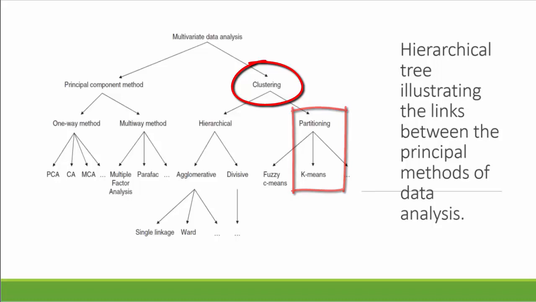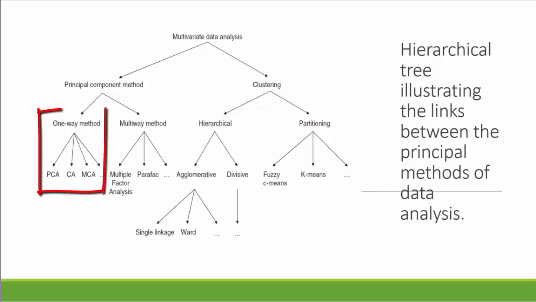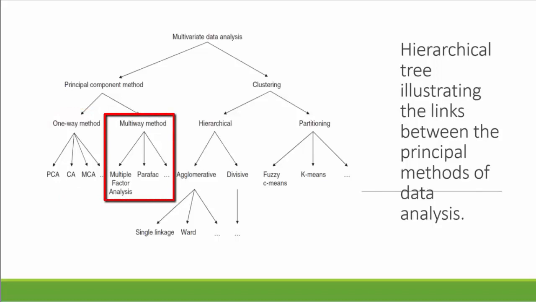The previous reporters discussed the hierarchical clustering, both agglomerative and divisive, while the other one considers the k-means under partitioning. I'll try to make a video of those methods if I have time. On the other hand, my simple CA together with multiple CA and PCA, or principal component analysis, are under one-way methods, while multi-factor analysis, etc., were considered as multi-way methods.